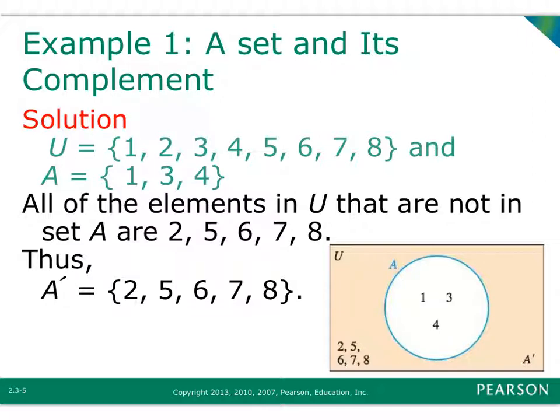So we draw a circle, as you will see in the Venn diagram, and we put in 1, 3, and 4 because that's in set A. The rest of the numbers that are in the universal set are put in the box: 2, 5, 6, 7, and 8. A prime, therefore, is those numbers that are not in set A, which is 2, 5, 6, 7, and 8.